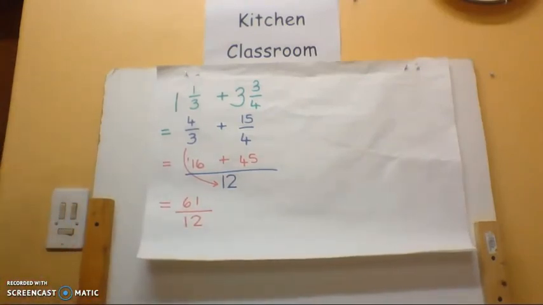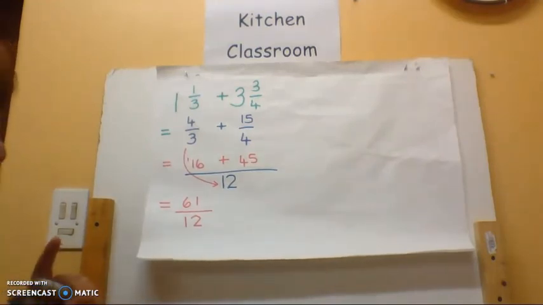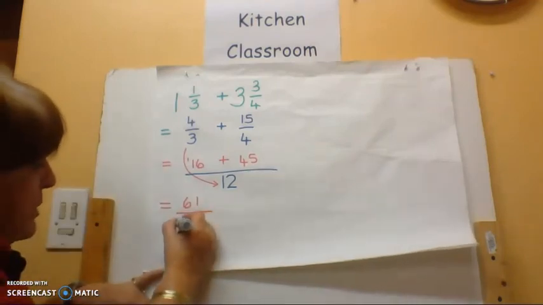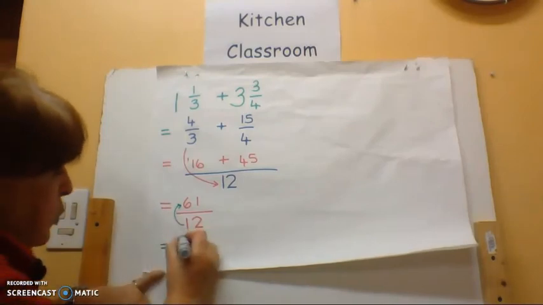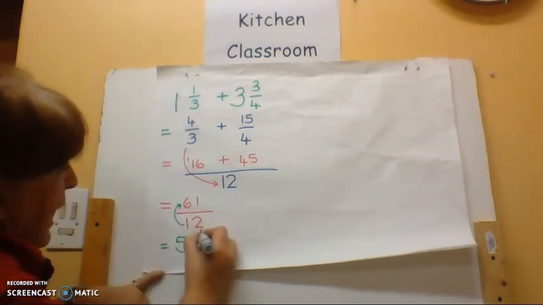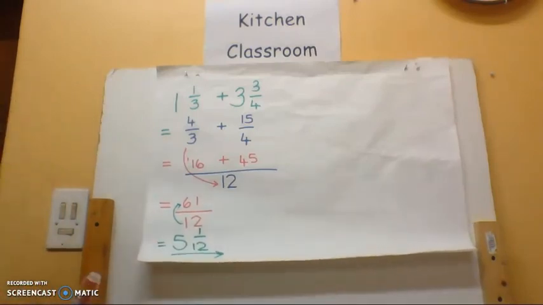I'm left with an improper fraction, which I now need to change into a mixed number. How am I going to do that? I'm going to divide the denominator into the numerator, and I'm going to say how many groups of 12 can I make out of 61? 12 times 5 is 60, and I have got 1/12 left over, and it's in its simplest form.